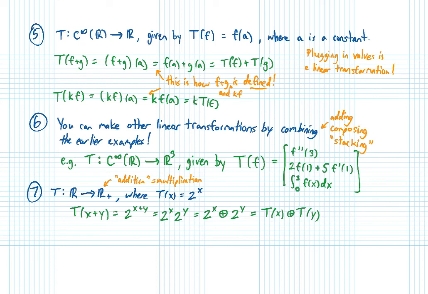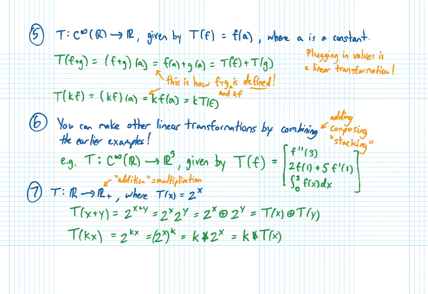weird addition. And then similarly, T of kx is 2 to the kx, and you can use the exponent rules on that to rewrite it as 2 to the x, to the k. And then remember that exponentiation is the thing that plays the role of scalar multiplication in this weird vector space. And so if you'd like, you can rewrite that using the notation for the weird scalar multiplication. And then we can see that the result is k times T of x, where you're using the weird scalar multiplication operation. And so there you go.